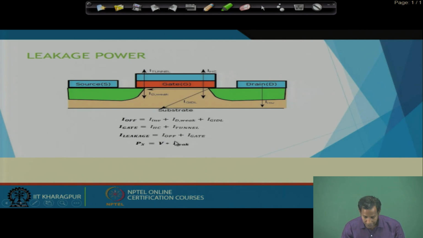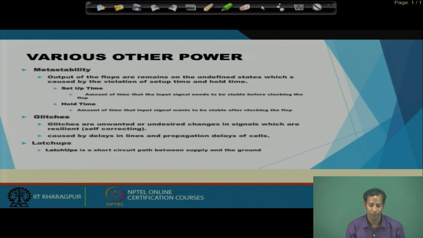So, the power consumption will be the voltage into I leakage. This I leakage is the contribution of several components, that means the reverse bias current, the GIDL, the HC current. Because of technology scaling, this I leakage is becoming more and more day by day, which makes leakage power consumption a major concern that we should consider while we design our system.